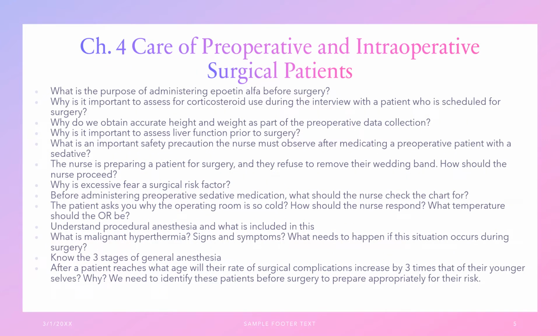Chapter 4. Care of preoperative and intraoperative surgical patients. What is the purpose of administering epoetin alpha before surgery? We can see this on page 65. Epoetin alpha, or Epogen or Procrit, can be given before surgery to stimulate red blood cell production, and hemostatic agents can be given before or during surgery to promote clotting.